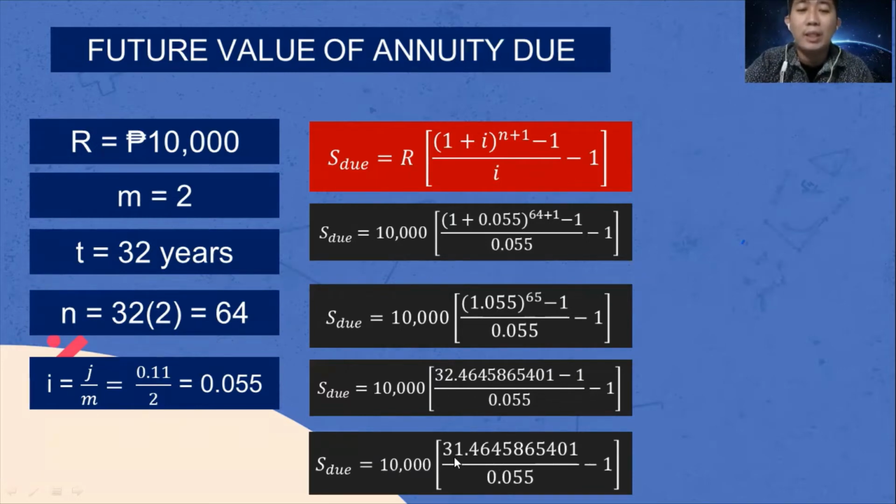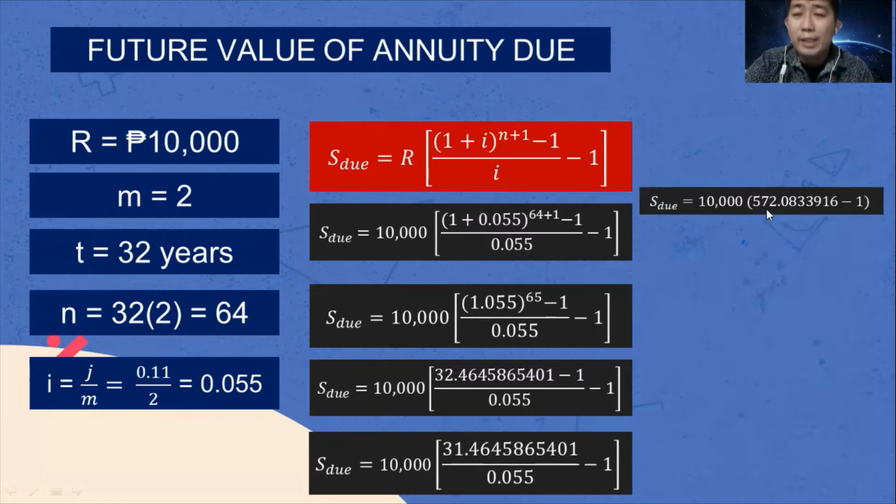32.4645865401 minus 1 is 31.4645865401. We are going to divide it by 0.055. The answer is 572.0833916.